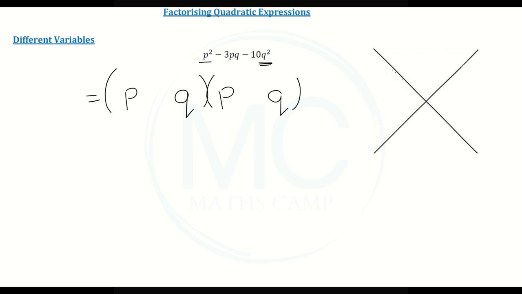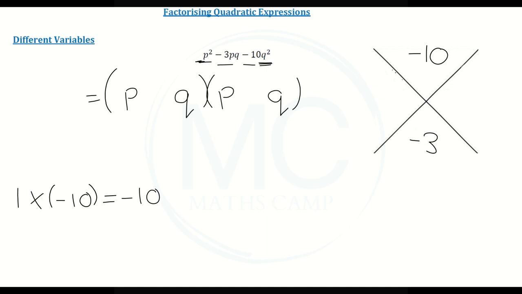Now let's look at the coefficients. The coefficient of the first term is 1 and the coefficient of the third term is negative 10. So we say 1 multiplied by negative 10, and we get negative 10. So we can put negative 10 up here. The coefficient of the middle term is negative 3. Let's put it over here.